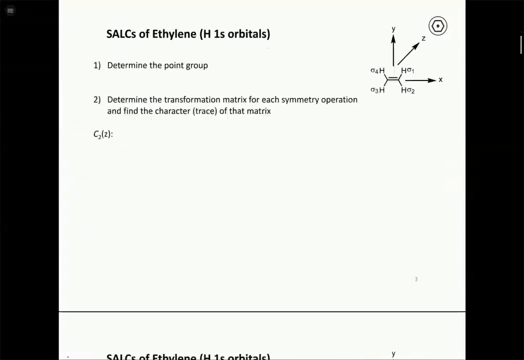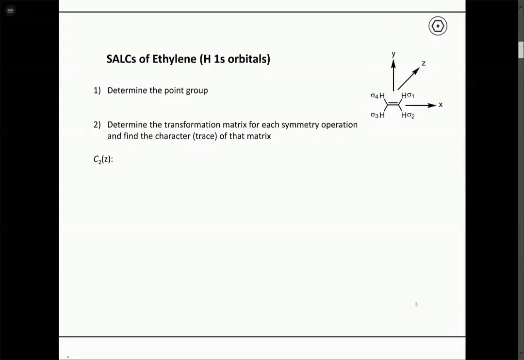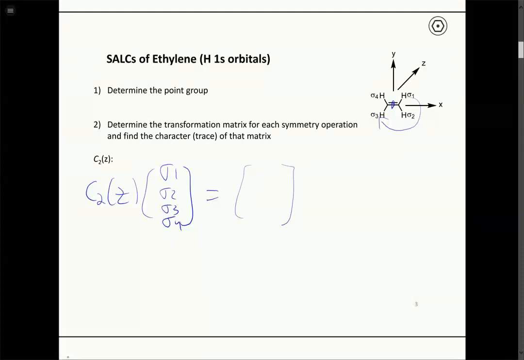Now if we do this one more time for another operation, let's do C2z, which is going to be the one that's perpendicular here. So if we want to do the matrix form of this representation, or this character, we would do C2z applied to the sigma 1, sigma 2, sigma 3, sigma 4 column matrix. So what's the result of this? C2z is going to interchange sigma 1 and sigma 3. We're going to rotate like this. And it's going to also interchange 2 and 4. So what we would get is a new matrix that has sigma 3 in the position where sigma 1 used to be, sigma 4 where sigma 2 used to be, sigma 1, and then sigma 2 like that.